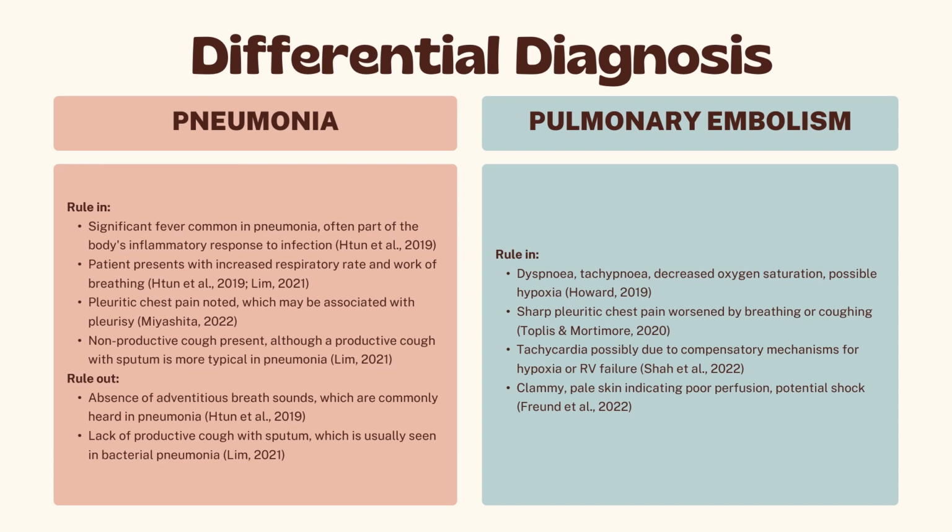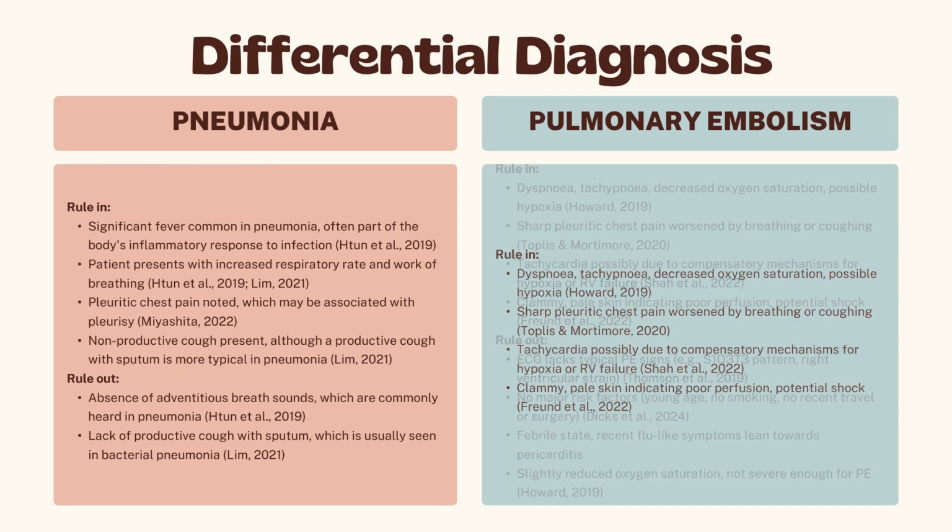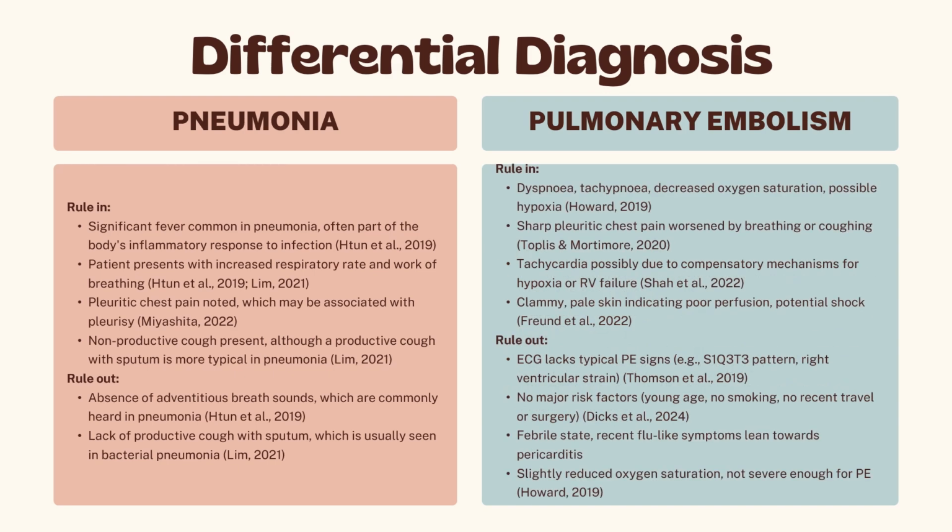Moreover, the patient is presenting with clammy and pale skin, another common indication of poor perfusion and possible shock, which can result from a pulmonary embolism due to compromised cardiac output. Nevertheless, certain indicators make a pulmonary embolism a less likely diagnosis in this case. The ECG does not show signs typically associated with a pulmonary embolism, such as right ventricular strain, the S1Q3T3 pattern, right axis deviation, or an incomplete right bundle branch block, all of which can be linked to this condition.